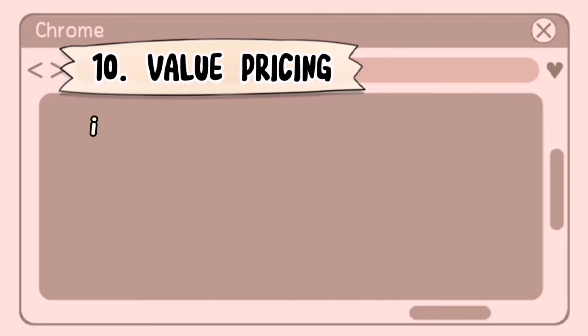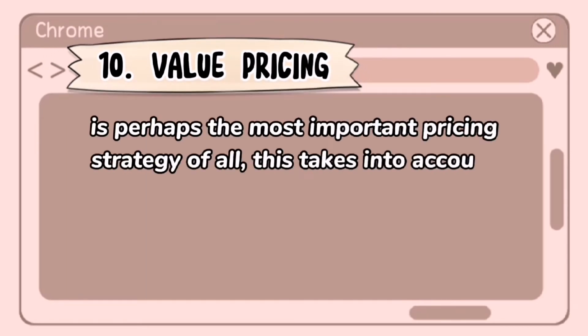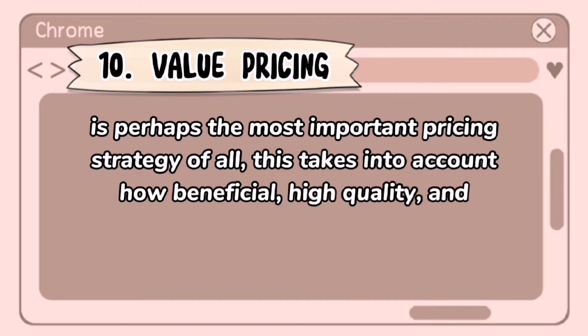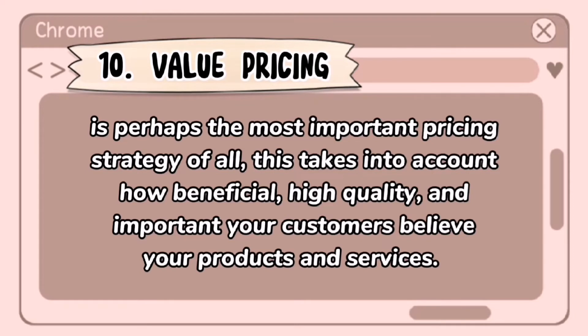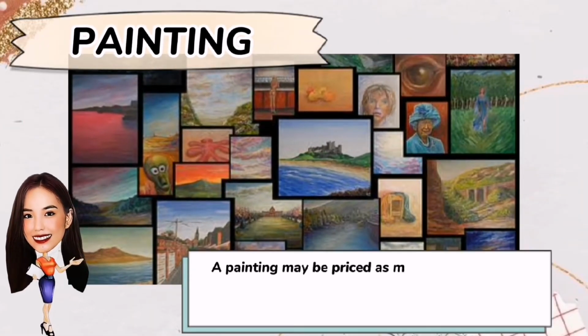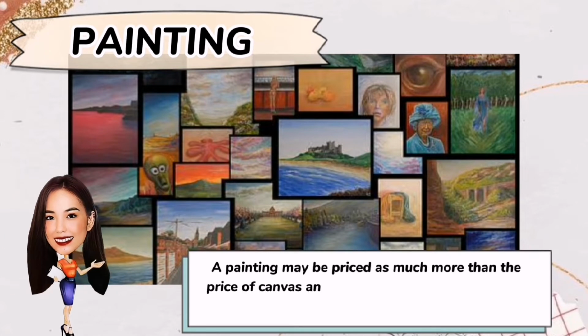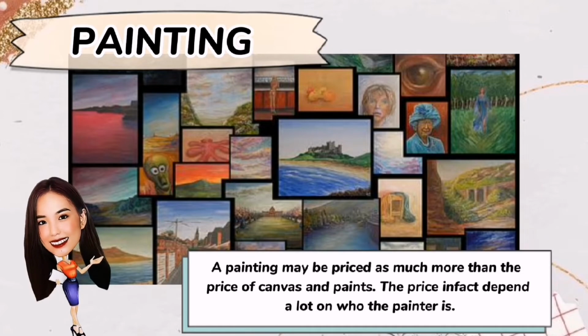Number 10. Value pricing is perhaps the most important pricing strategy of all. This takes into account how beneficial, high quality, and important your customers believe your products and services are. Example, a painting may be priced as much more than the price of canvas and paints. The price in fact depends a lot on who the painter is.